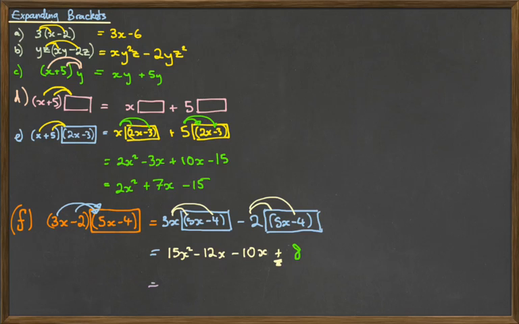Okay? Carrying on, we get 15x squared, and then minus 12x minus 10x is minus 22x, and then plus 8. Okay? So you can see that minus 22 comes from combining the like terms minus 12 and minus 10.